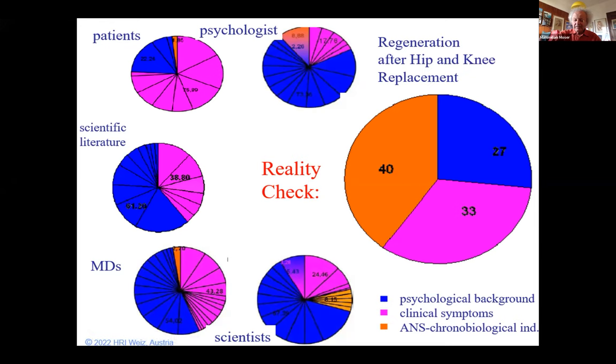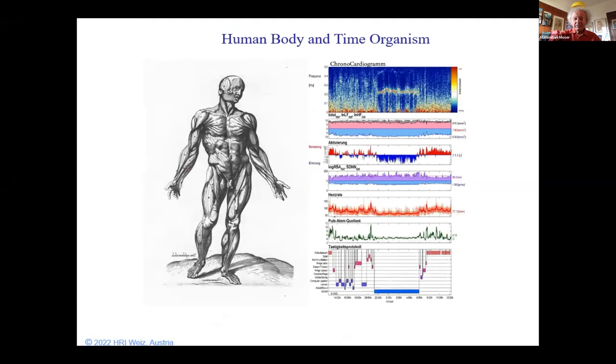information usually. So what I wanted to show you is that we have an anatomical body which is in space and was discovered at around the 16th century in its full importance by Leonardo da Vinci and Andrea Vesalius, the famous anatomist. And this is the basis of our modern medicine.